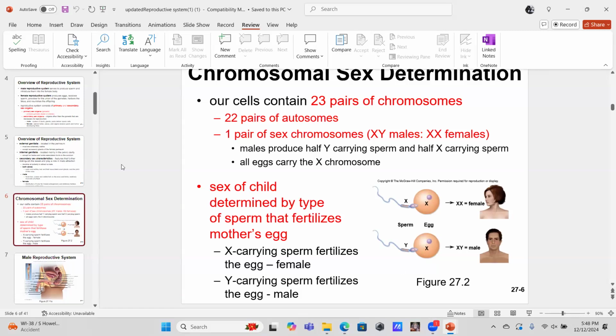And what normally happens is you have an X chromosome sperm cell that fertilizes the egg, and you're going to have a female that's XX. If you have a Y sperm cell, you're going to have an XY male.